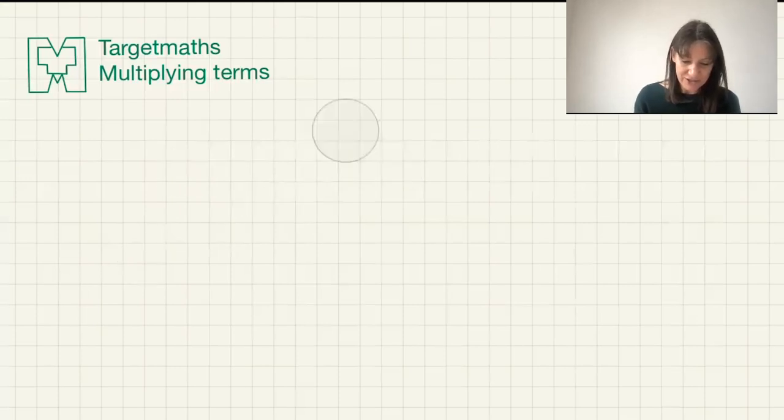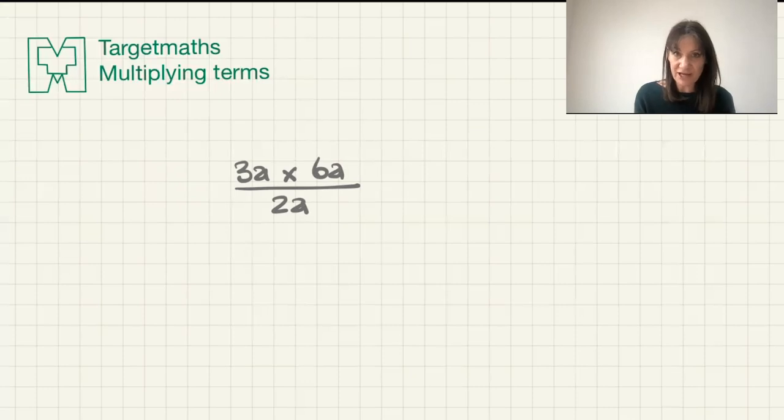All right, look at this question now. We've got 3A times 6A all over 2A. Now, I'm going to concentrate on my numerator. So I'm going to ignore the fact that there's a divide by 2A going on here at all, and I'm going to do my first tidy step. I can see there's some number work. I've got 3 times 6, which is going to give me 18, and A times A is going to give me A squared. Now, that is all over 2A.